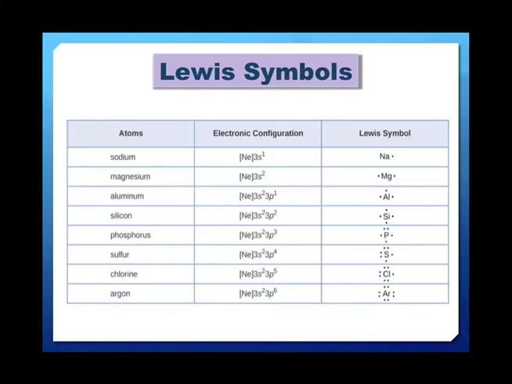These are the Lewis symbols for the elements in period 3 of the periodic table. You can see how the dots are distributed as we go from 1 to 8 valence electrons. And we can see that up through silicon, each electron is alone, and then from phosphorus to argon, we begin placing a second electron in each coordination site.